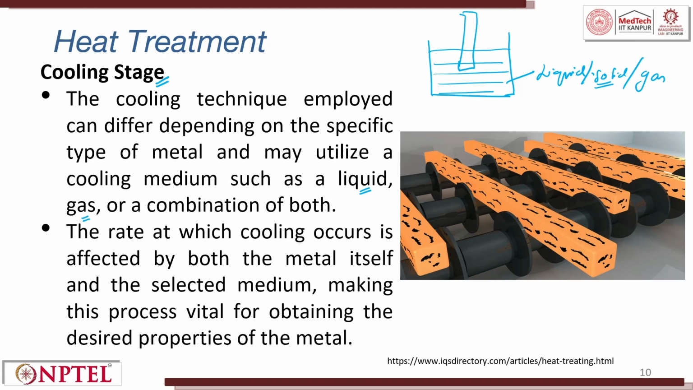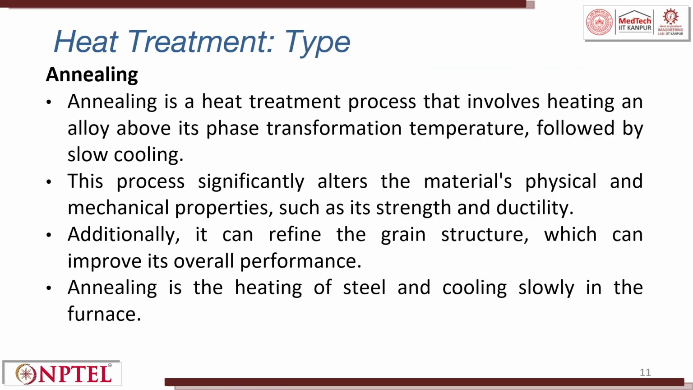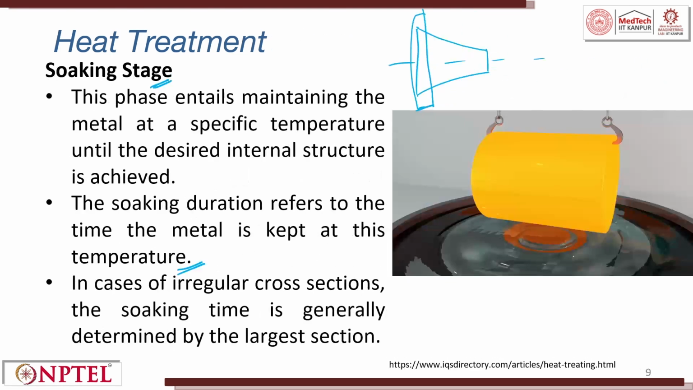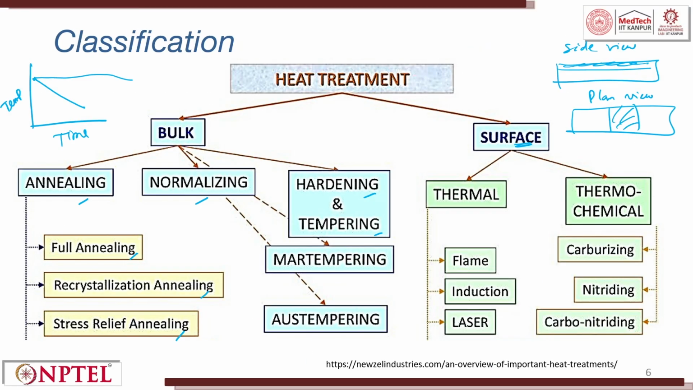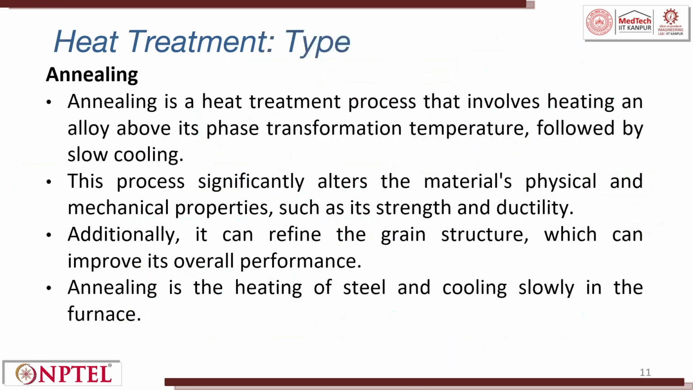Right. So, the rate at which the cooling occurs is affected by both the metal itself and the selected media, making this process vital for obtaining desired properties of metals. Now, let us see annealing. So, now we saw these are the stages of heat treatment. Now, we are going to take up each of these processes in bulk: annealing, normalizing, hardening and tempering.